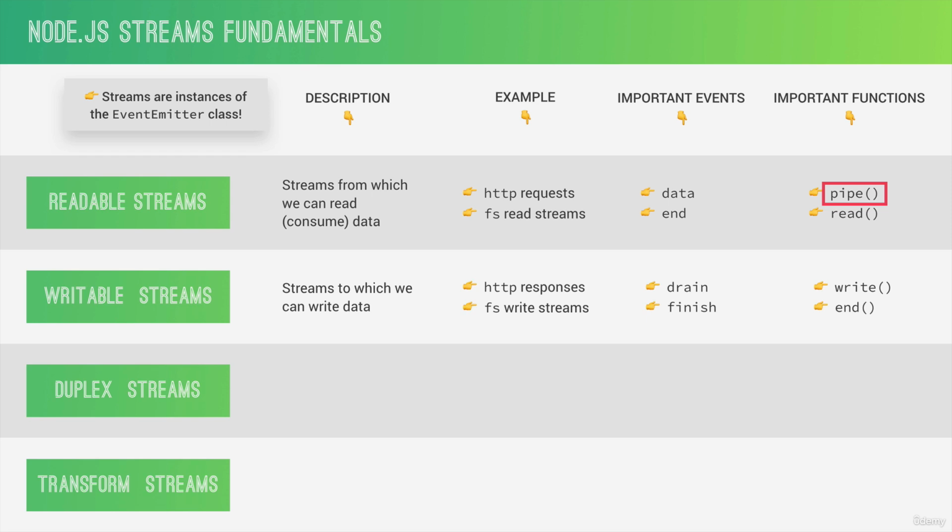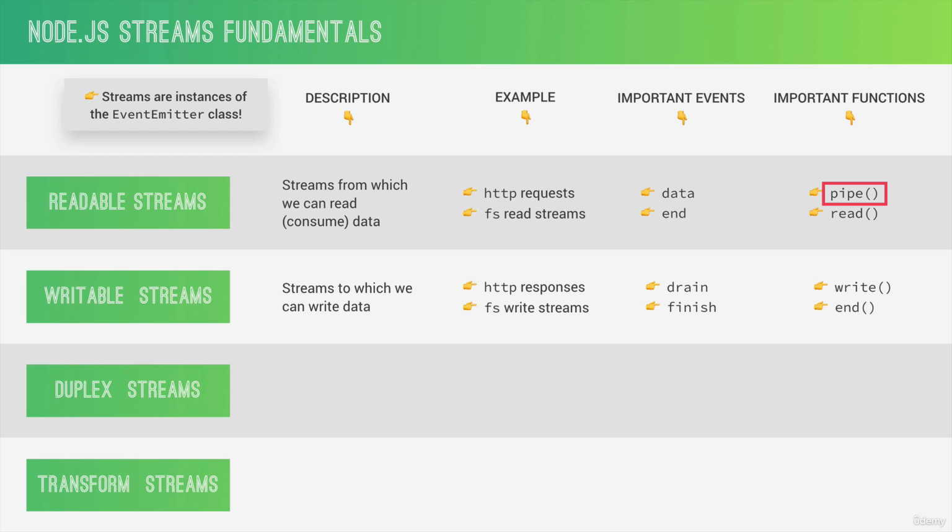Okay, next up, writable streams are the ones to which we can write data. So basically the opposite of readable streams. A great example is the HTTP response that we can send back to the client and which is actually a writable stream. So a stream that we can write data into. So when we want to send data, we have to write it somewhere, right? And that somewhere is a writable stream. And that makes perfect sense, right?